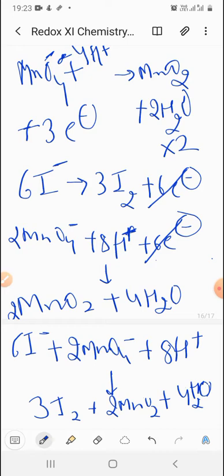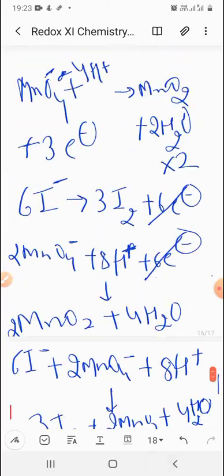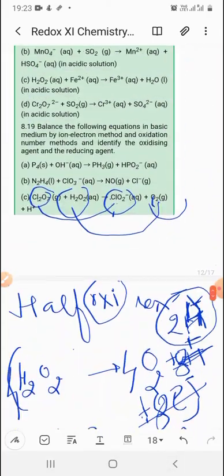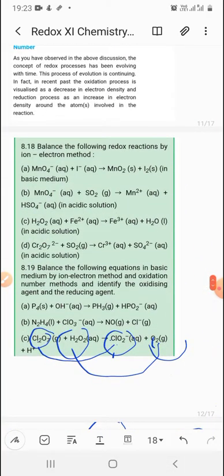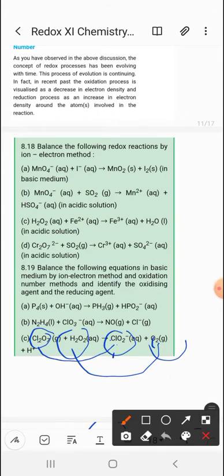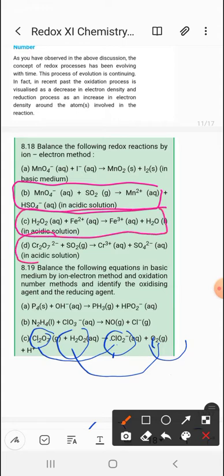So this is the 5th part of this chapter. You can also try other reactions like this at your home. Like you can try this reaction in acidic medium by the ion electron method. All these are easy to solve.